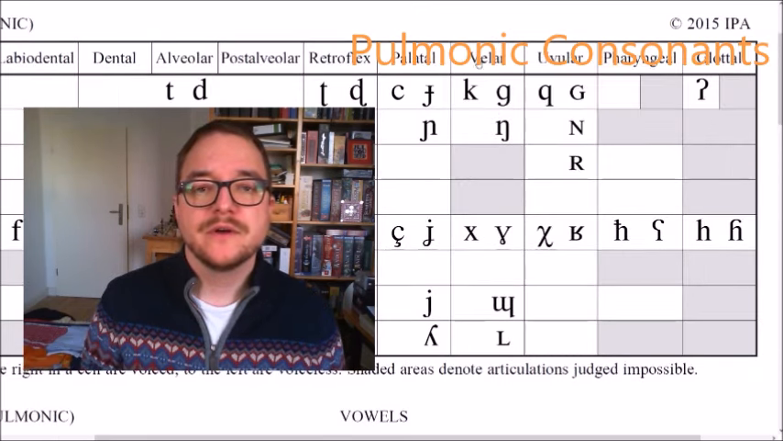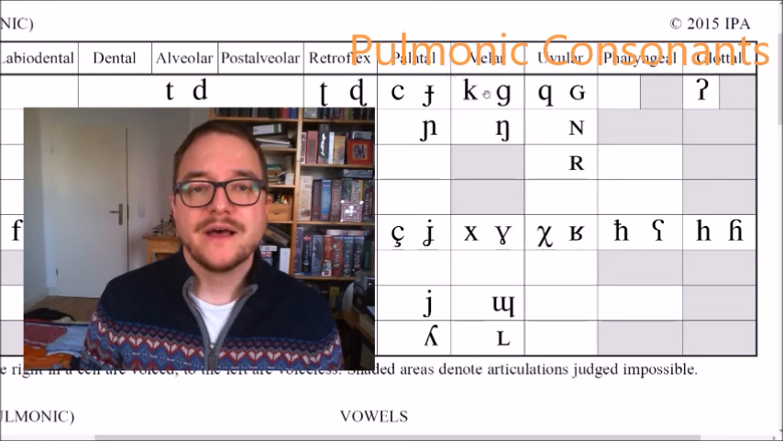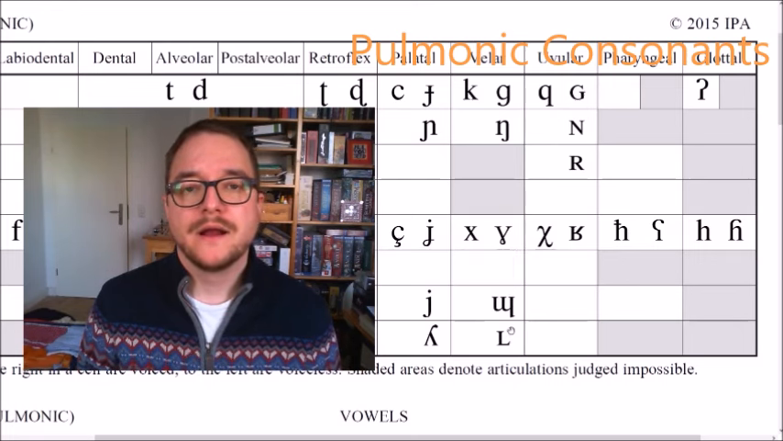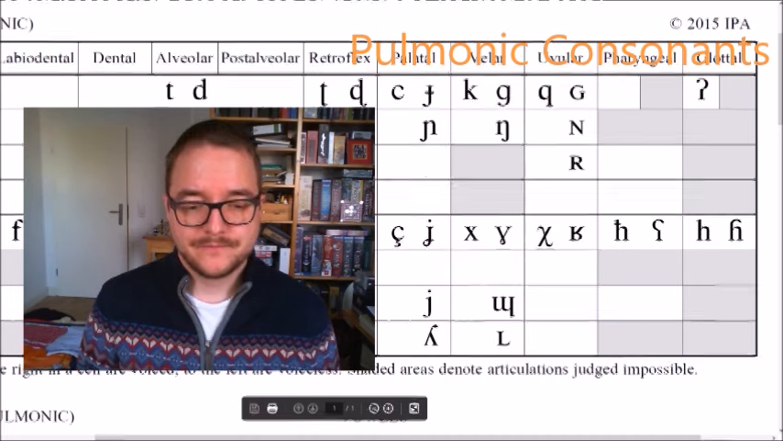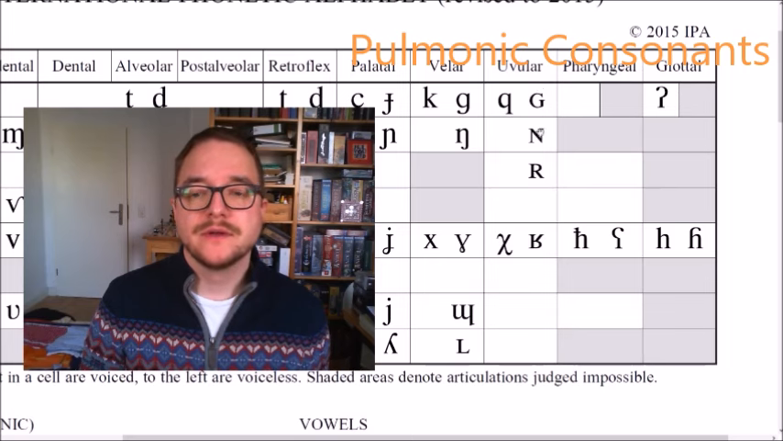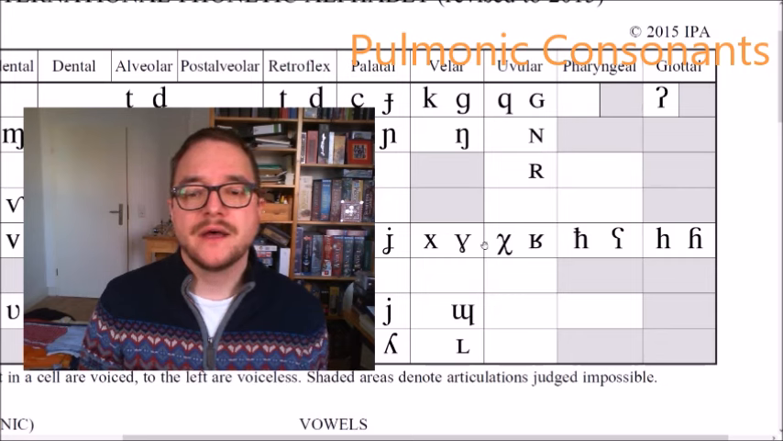We continue with the velar consonants. Ka, aka. Ga, aga. Nga, anga. Ha, aha. Ra, ara. Next come the uvular sounds. Ka, aka. Nga, anga. Ra, ara. Ha, aha.